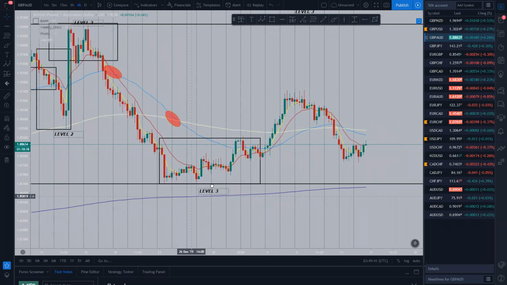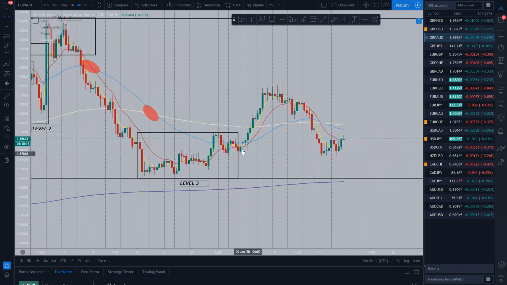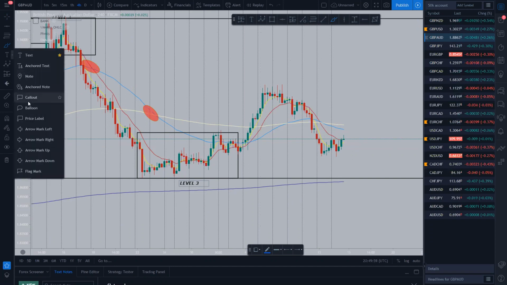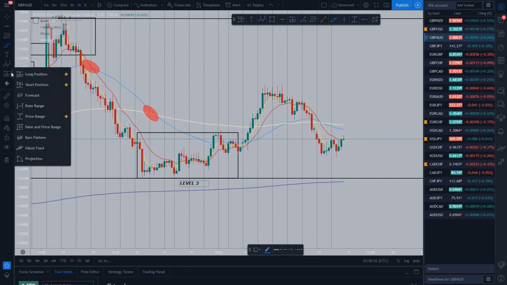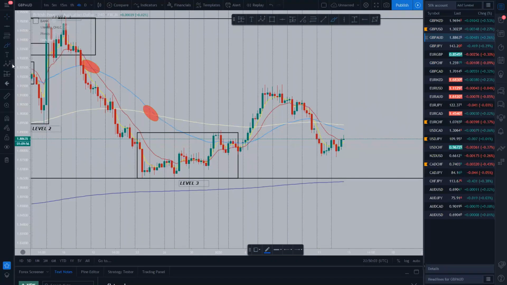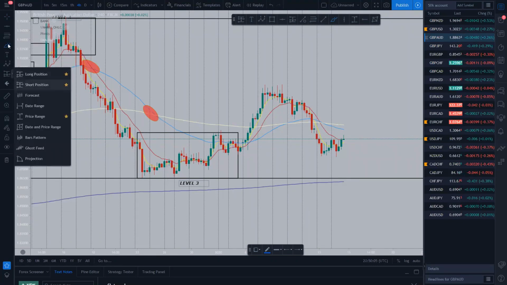Now, once we have a level 3, what am I looking for, guys? Once you have a new level, you're looking for two things: either a reset or a move into level 1. Now, what is a confirmation of a move into level 1? This is what I traded today. Confirmation of a move into level 1 is this.